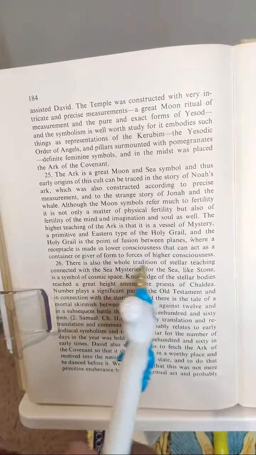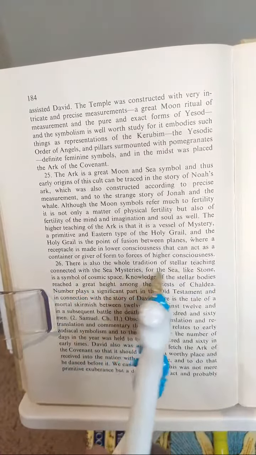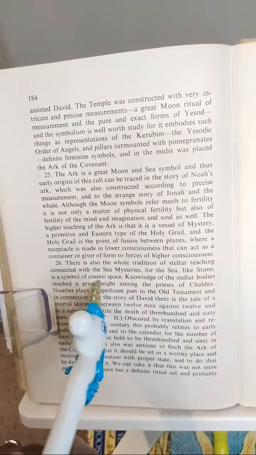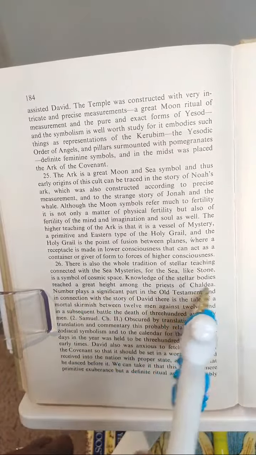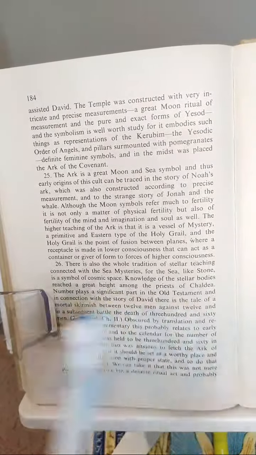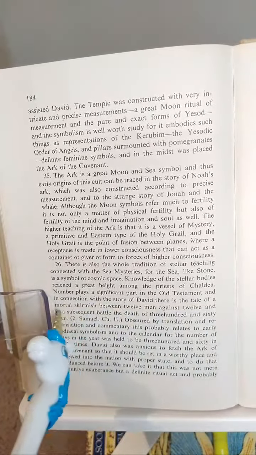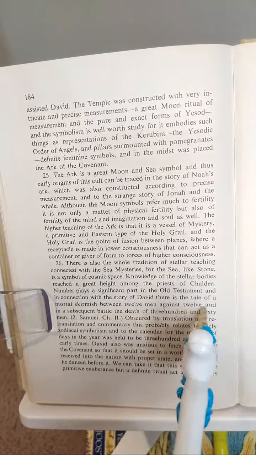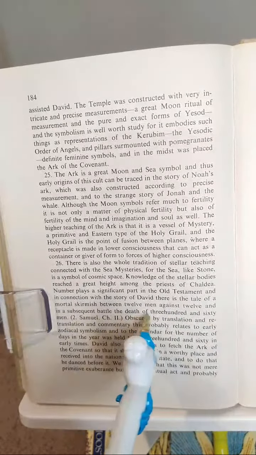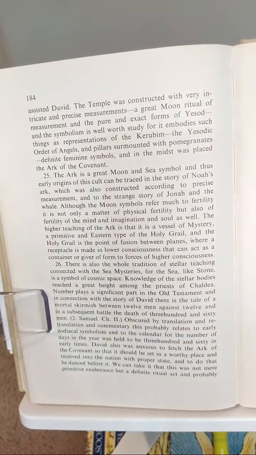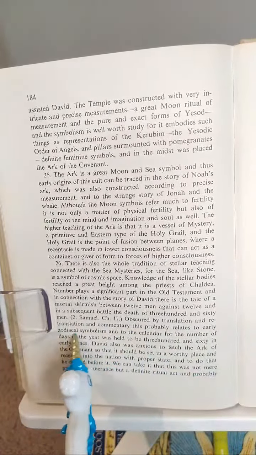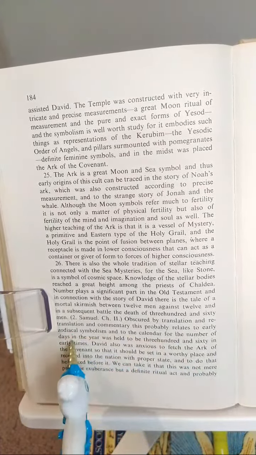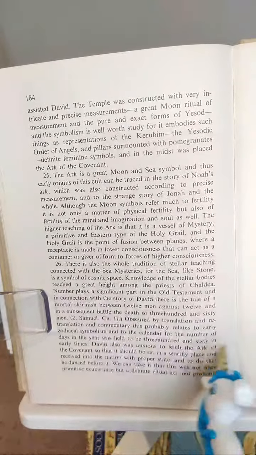26. There is also the whole tradition of stellar teaching connected with sea mysteries, for the sea, like stone, is a symbol of cosmic space. Knowledge of the stellar bodies reached a great height among the priests of Chaldea. Number plays a significant part in the Old Testament, and in connection with the story of David, there is the tale of a mortal skirmish between 12 men against 12, and in a subsequent battle, the death of 360 men. That's in 2 Samuel chapter 2. Obscured by translation and retranslation and commentary, this probably relates to early zodiacal symbolism, and to the calendar, for the number of days in the year was held to be 360 in early times.